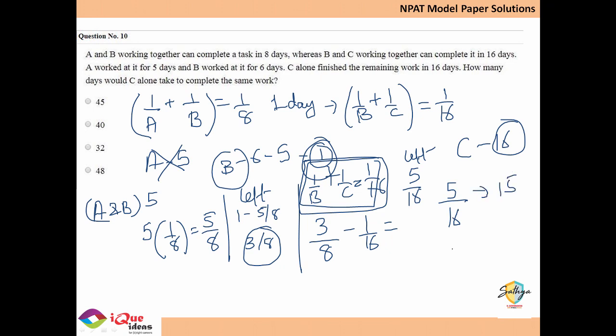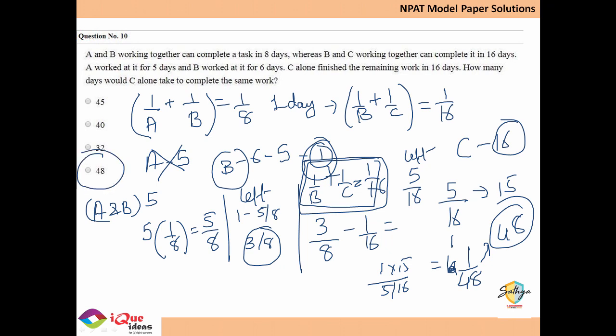So in 1 day, how much work can C do? That is 1 into 5 by 16 divided by 15. If I simplify this, then I get that per day C does 1 by 48, which means C alone, the inverse of this, will be able to complete the work in 48 days. So understand, A worked for 5 days, B worked for 6 days, and C worked for 16 days. So A and B together is 5 days, then 1 day of B is left.